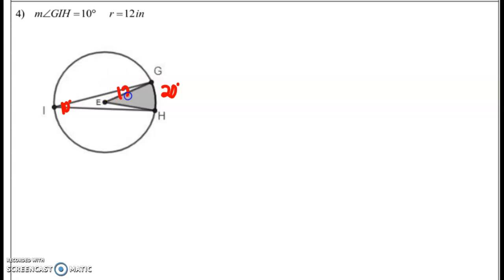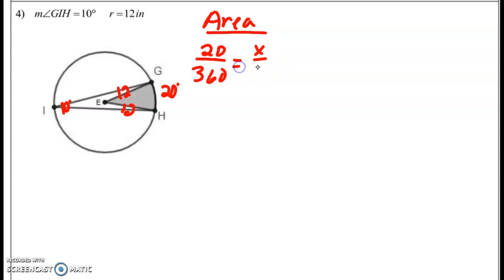We have 12 for our radii, so let's start with the area. As 20 is to 360, the area would be to 144 pi, because it's pi r squared. So then you do get 2,880 pi is equal to 360x, and if you divide both sides by 360, you get 8 pi.